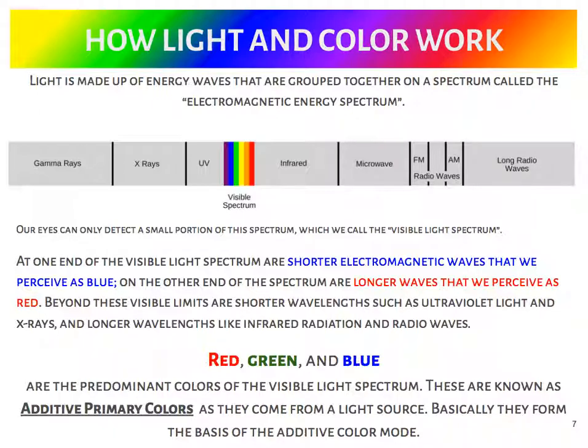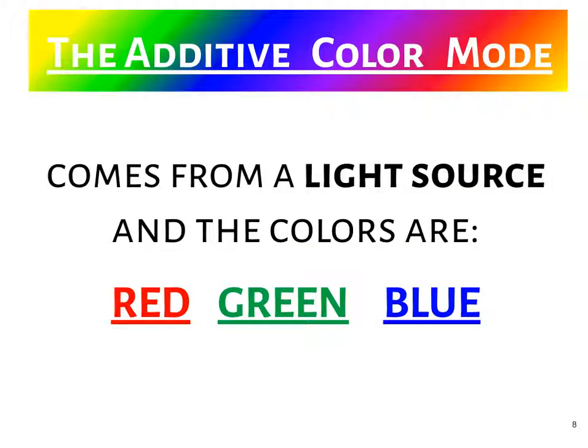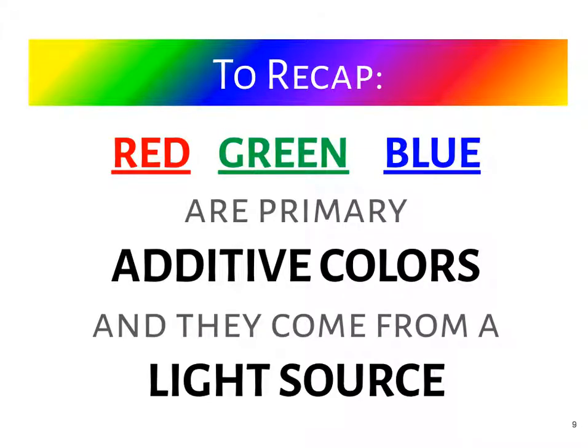So, the additive color mode comes from a light source, and the colors are red, green, and blue. So, to recap, red, green, and blue are the primary additive colors, and they come from a light source.